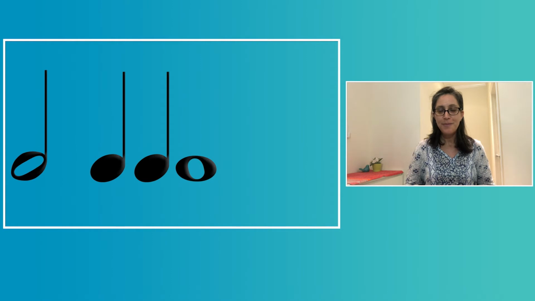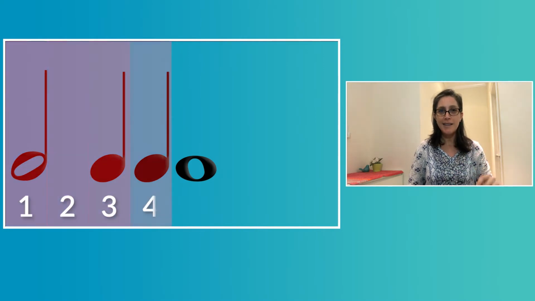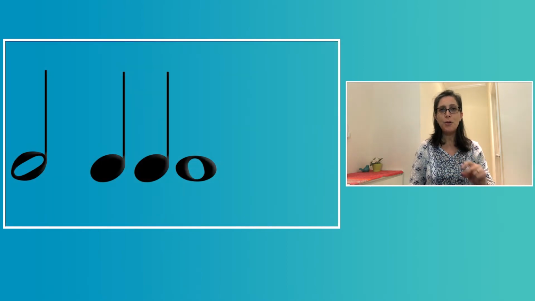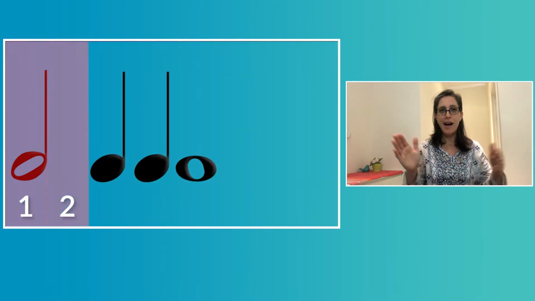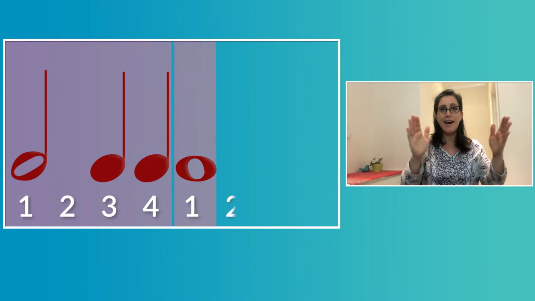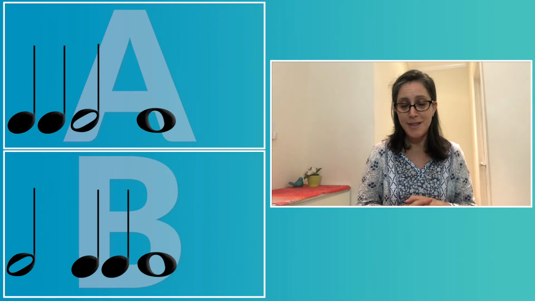Look at the rhythm and let's do it together. 1, 2, 3, 4. Ta, ta, ta, ta. Let's do it one more time and let's clap it. 1, 2, 3, 4. Ta, ta, ta, ta. Very good.